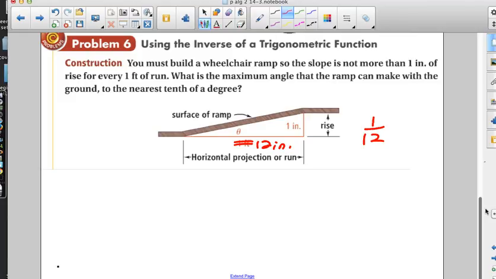So it says, what's the maximum angle that the ramp can make with the ground to the nearest 10th of a degree? Well, this is opposite, and this is adjacent. So tell your partner which trig function we're going to need to use. Then let's do it.